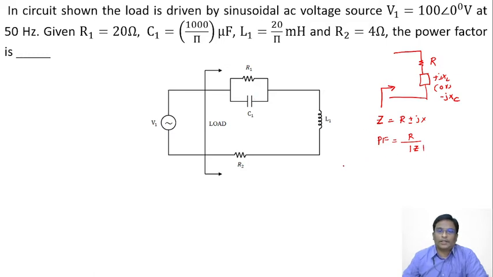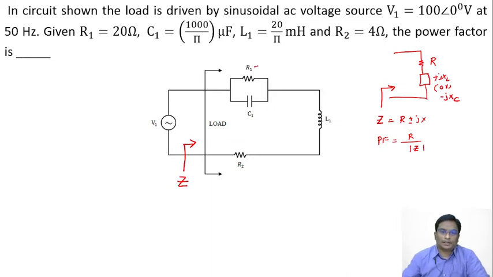Similarly, if the network looks like a parallel network, RL or RC, calculate the admittance. Then the contribution of conductance G to the total admittance will give the power factor. Right now, you do one thing simple: just calculate the impedance seen by the source. Since all these elements are connected in series, let us calculate the impedance seen by the source.